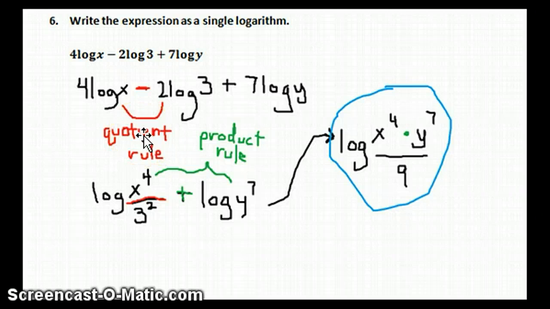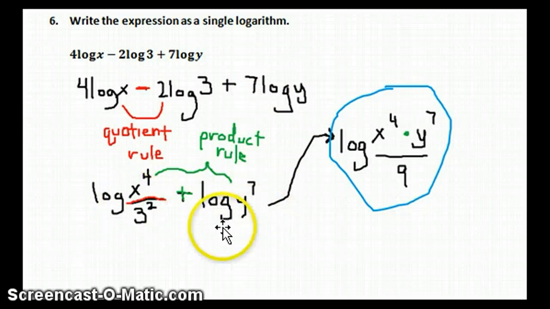Alright, so for number 6, we're writing this expression here as a single logarithm. And to start out, you'll notice that for log x to the 4th minus 2 log 3, you can utilize the quotient rule, where subtracting is also equivalent to dividing. So we bring the equation to log of x to the 4th power over 3 squared, plus log y over 7, and that is utilizing the power rule. We reversed it: 7 log y, you bring 7 as the exponent.